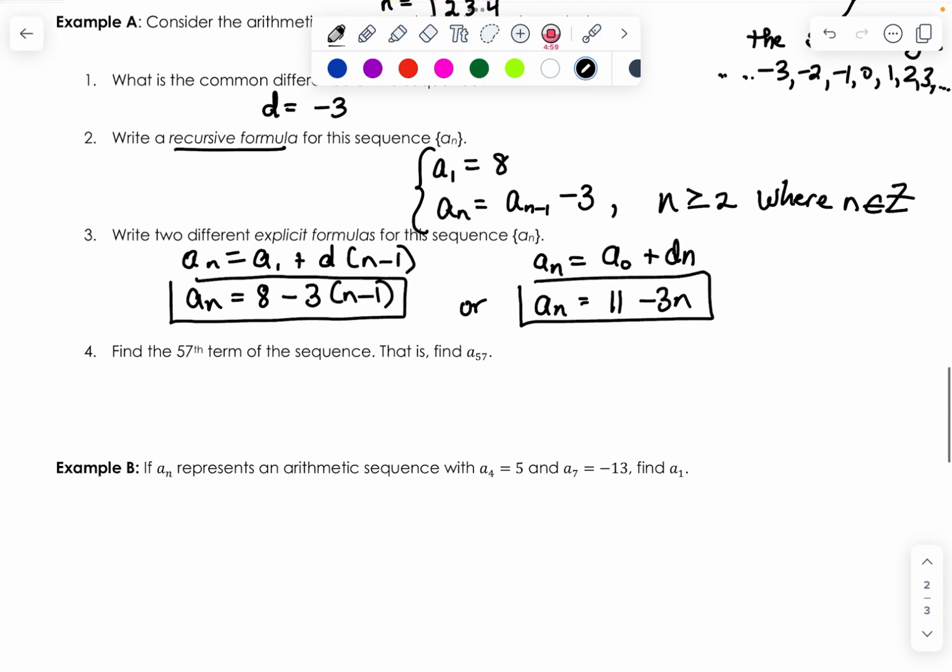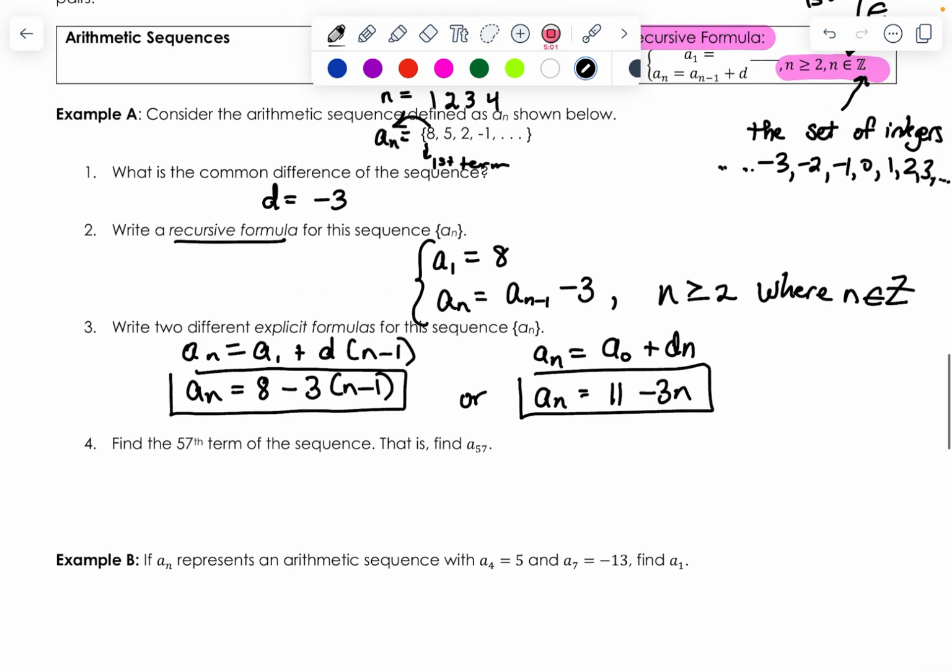All right, so then number 4, I'm still on the same arithmetic sequence. And remember, an arithmetic sequence is a sequence, so it's a list of numbers. Sometimes it can have variables that have a common difference. So it says find the 57th term. So you can use either. Again, I told you I really like this one, so that's my preference. You choose, it doesn't matter. So if I want to find the 57th term, that means n is 57.